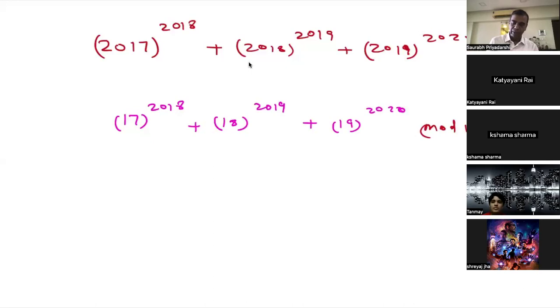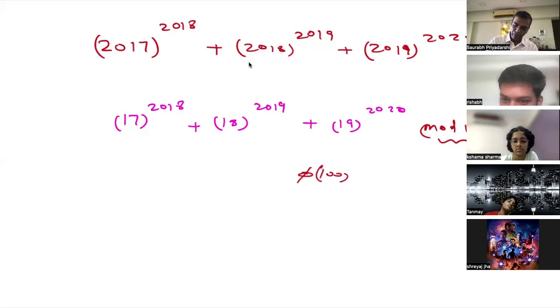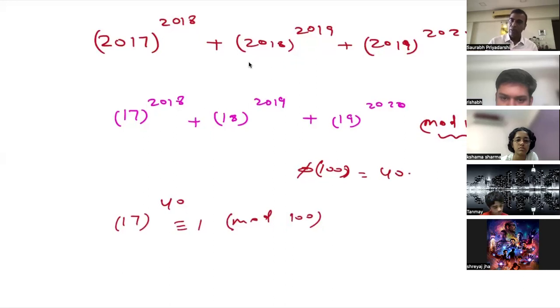First thing is Euler's totient function, right? So obviously we have to find for mod 100. For mod 100, we know that phi of 100 is what? 40. 40, right? Means 17 to the power 40 is congruent to 1 mod 100. Is this okay? You are always getting the number, right? Means 17 to the power 40 is congruent to 1 mod 100.